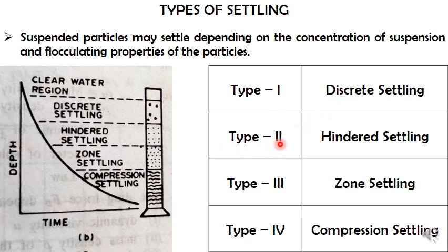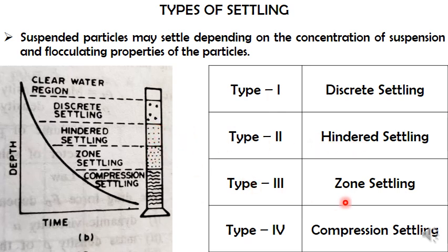Now for type 2, or hindered settling, here also the concentration of suspended particles will be low, but because these particles are quite near to one another, they may create a flock, because of which its mass will increase, and in turn they will settle down. That is hindered settling. It is called hindered settling because whenever they are settling down, they get hindrance from the other particles nearby.